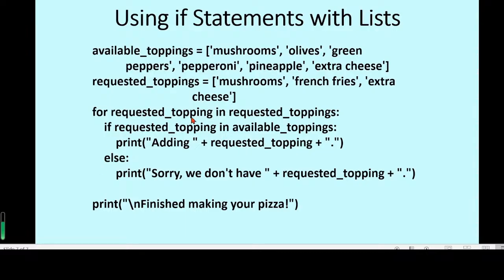Then for each request topping in the request toppings, we will check if this request topping is in the available toppings list. So if this test is true, then we print add this request topping. Otherwise, if this request topping item is not in the available toppings list, then we will run another message. We tell the customer, sorry, we don't have these toppings.